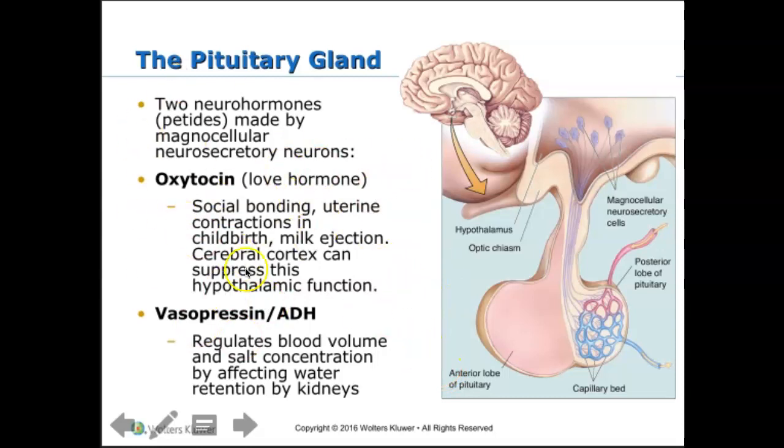Another function of oxytocin is to promote social interactions, and in some cases of autism, findings have been made that oxytocin is not released in the appropriate amount.